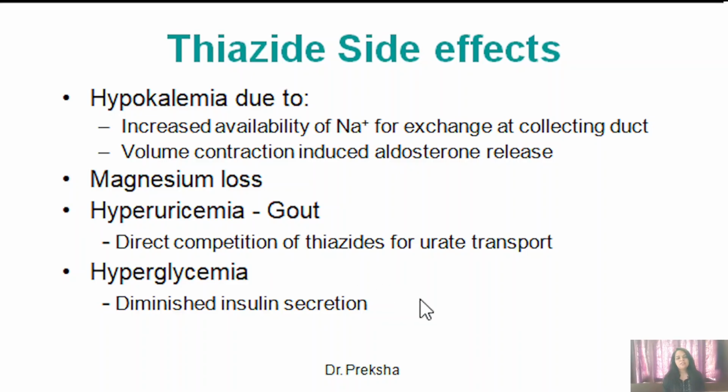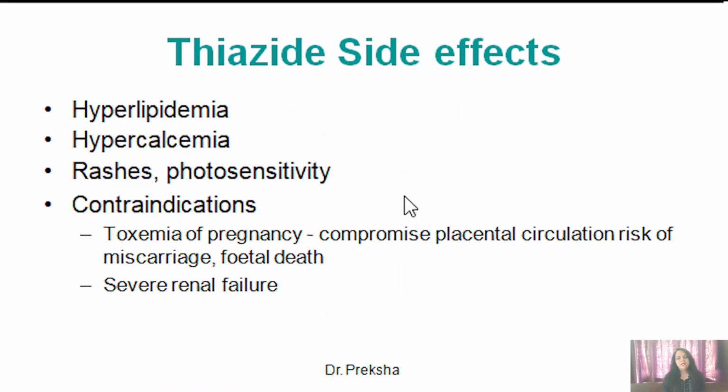Thiazides also cause a decrease in the insulin secretion, and that is due to the hypokalemia, and that is the reason it can result in hyperglycemia as a side effect. Thiazides can also result in hyperlipidemia, hypercalcemia. Sometimes it can also result in rash and photosensitivity reactions.